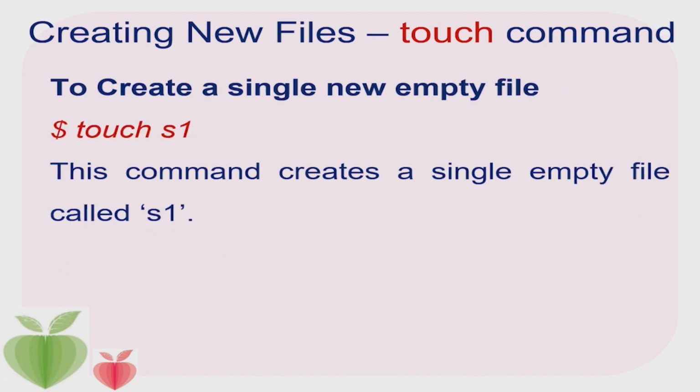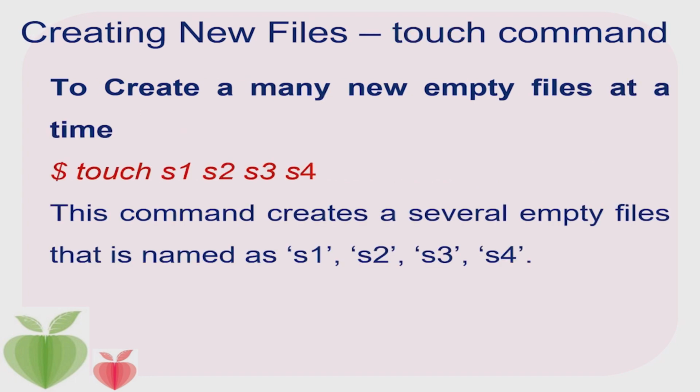To create a single new empty file, we give a command touch space file name s1. This command creates a single empty file called s1. To create many new empty files at a time, we give a command touch space s1 space s2 space s3 space s4, where s1, s2, s3, s4 are file names. This command creates several empty files named s1, s2, s3 and s4.